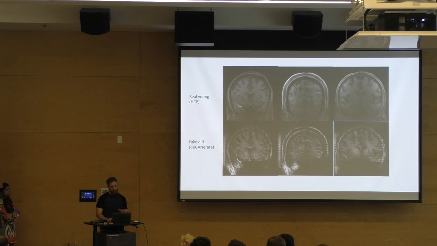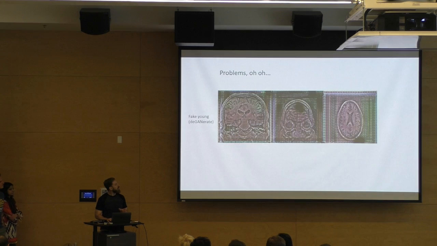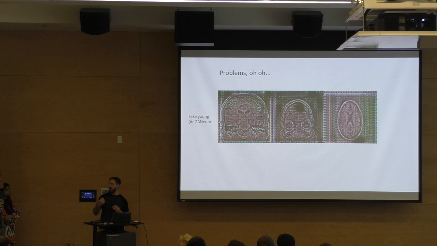Also, I want to explain this noise a little bit because these here are actually fake young images. This is basically what Meltem tried to explain to you, that this CycleGAN basically has two generators.